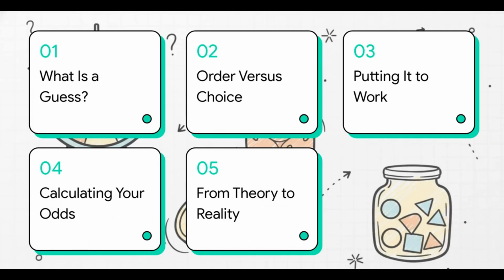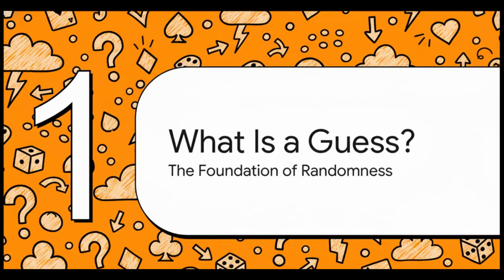So here's our roadmap for today. First, we'll get a handle on what a guess really is, the foundation of randomness. Then, we'll get into the super important tools for counting possibilities. After that, we'll use those tools to solve a real problem, learn the golden rule for calculating odds, and finally, we'll see it all come together with some fun, rapid-fire examples. Let's get to it. All right, first up, what is a guess?